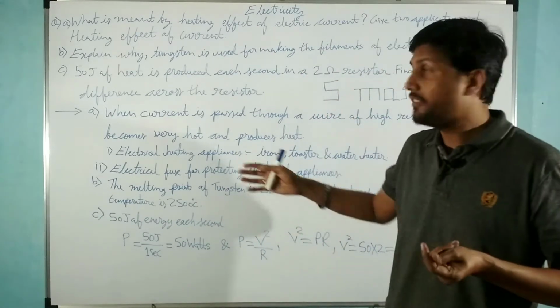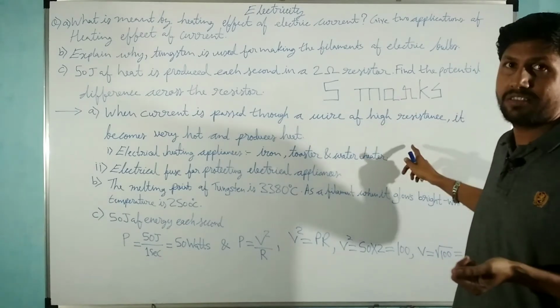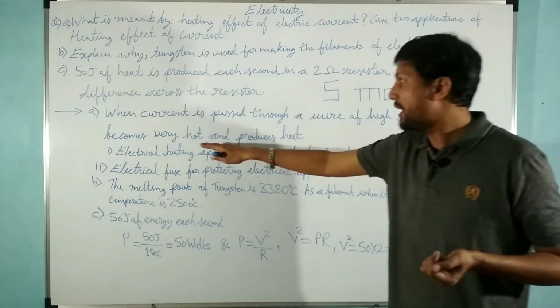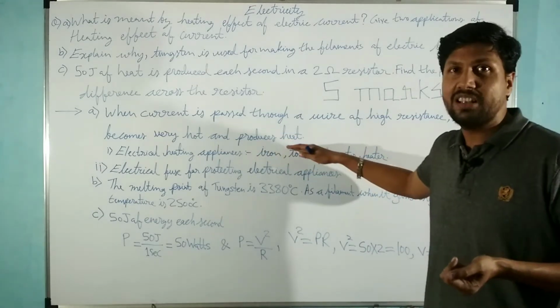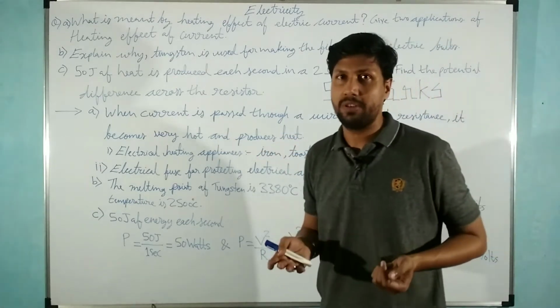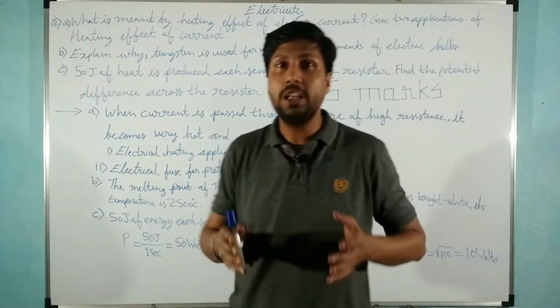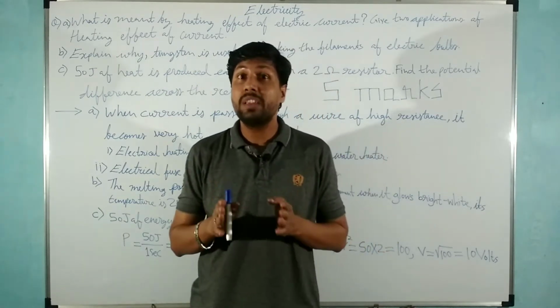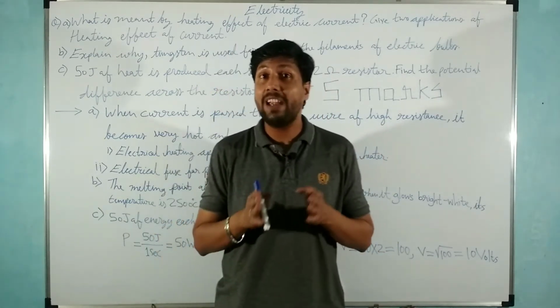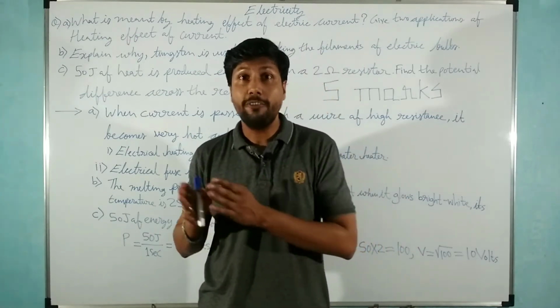So that's what I have written here. That is, when current is passed through a wire of high resistance, it becomes very hot and produces heat. So the heat production is utilized for other purposes. When we say wire of high resistance, we mostly use nichrome wire. Nichrome is an alloy, dear friends. It is made up of 80% of nickel and 20% of chromium.